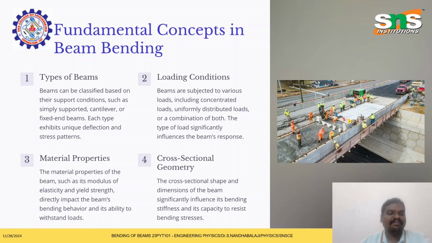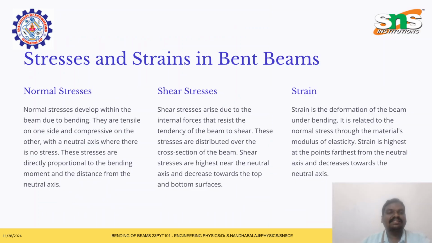Material properties: the material properties of the beam, such as its modulus of elasticity and yield strength, directly impact the beam's bending behavior and its ability to withstand loads. Cross-sectional geometry: the cross-sectional shape and dimensions of the beam significantly influence its bending stiffness and its capacity to resist bending stresses.